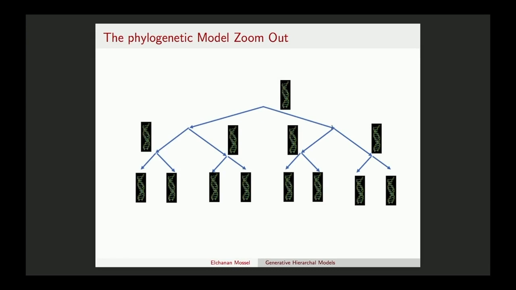Okay, so this is the phylogenetic model. What did we have? We have a DNA sequence at each place. And the DNA sequence, sorry, I forgot this guy, they also have DNA sequences. They evolved according to this process that I described.